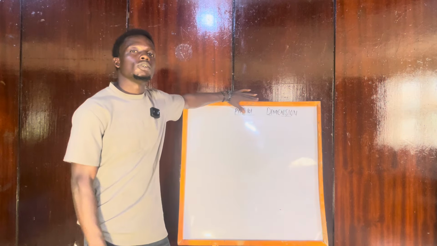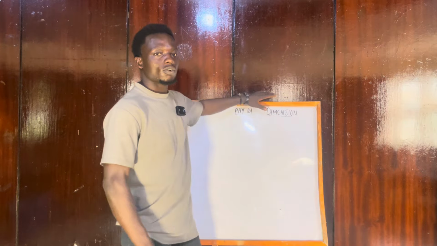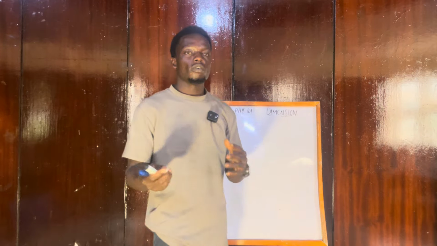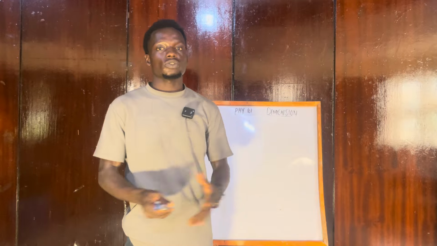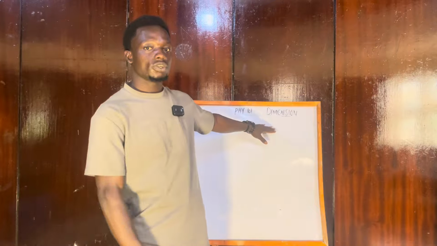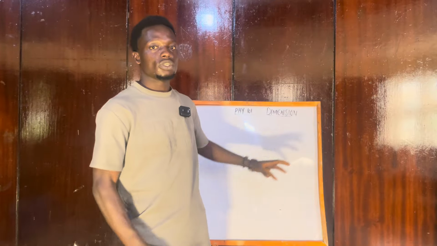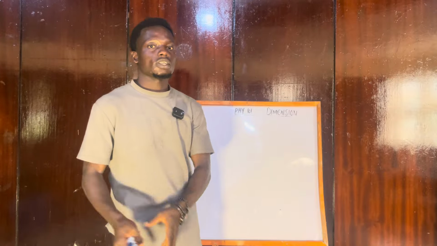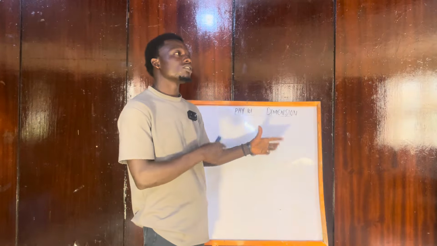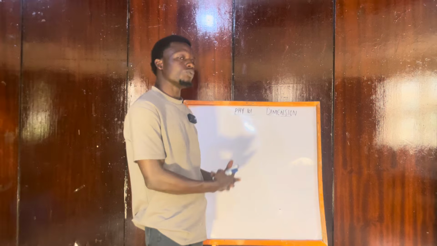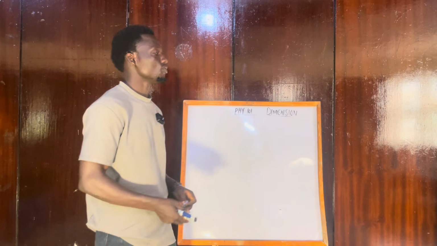Now, for dimension, the dimension of a physical quantity is just how a particular quantity is related to the fundamental quantities. That's what dimension does. Dimension is used to relate a physical quantity, the one we are finding the dimension of, to its fundamental quantities.